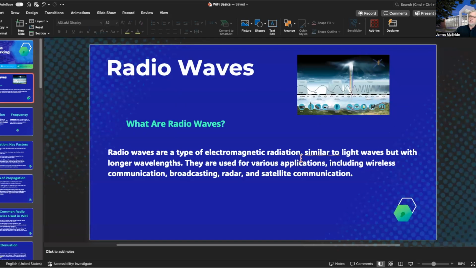So you need to understand that this type of radiation is electromagnetic radiation, which means it's electricity and magnetic. So it's electromagnetic radiation, similar to light waves, but with longer wavelengths. They are used for various applications, including wireless communications, which we're going to talk about, broadcasting, radar, and satellite communications. So we use radio waves a lot. And when we talk about Wi-Fi, that's a certain set of radio waves.